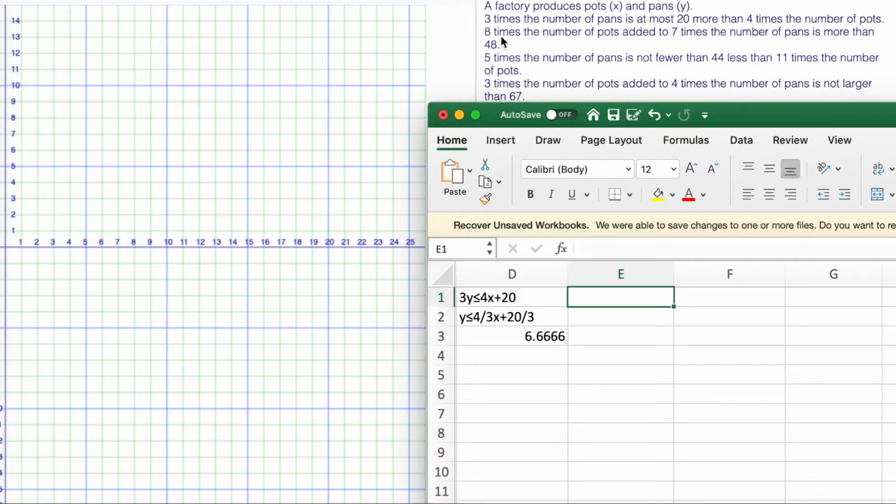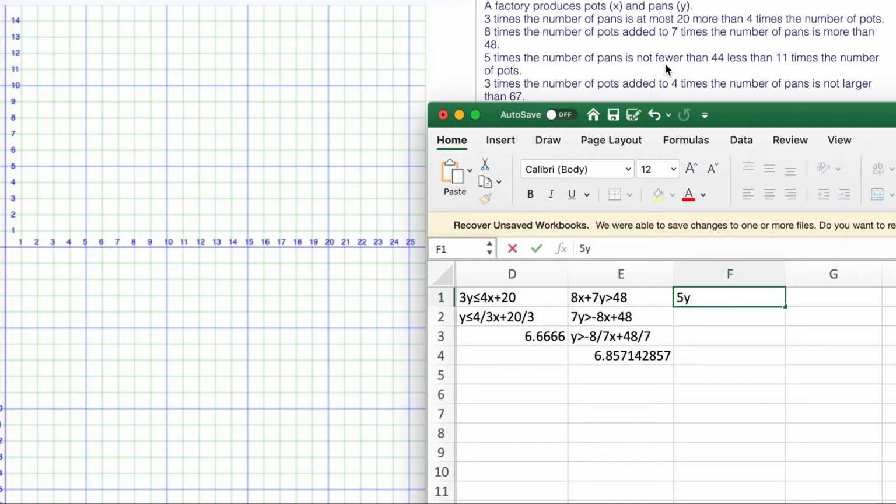The next one, 8 times the number of pots, 8x, added to 7 times the number of pans, plus 7y, is more than 48. So more than, greater than 48. I want to subtract the 8x from both sides, minus 8x plus 48, and then divide everything by 7. Y is less than 8/7, and then 48 divided by 7, which is almost 7. What is 48 divided by 7? 6.85.